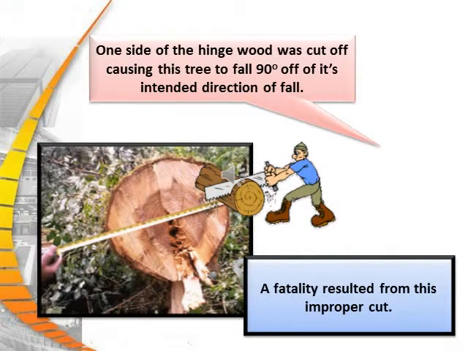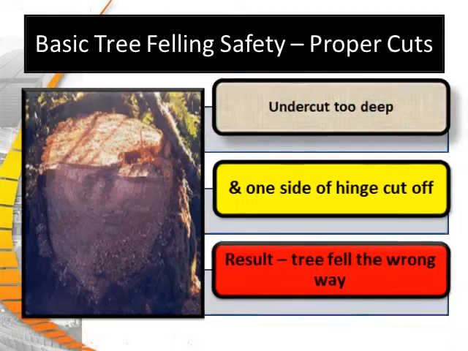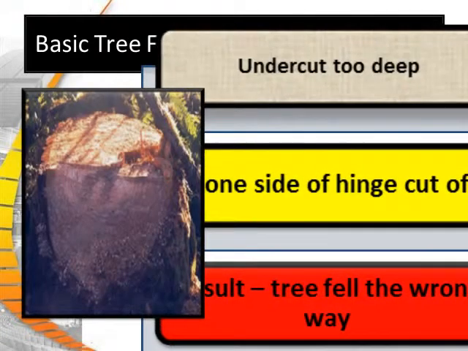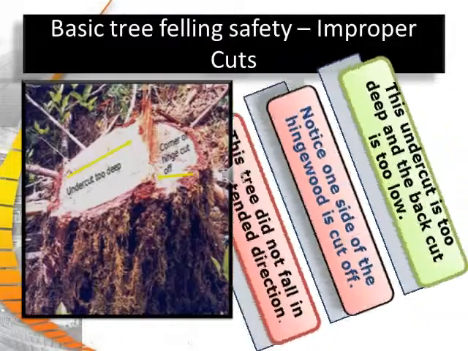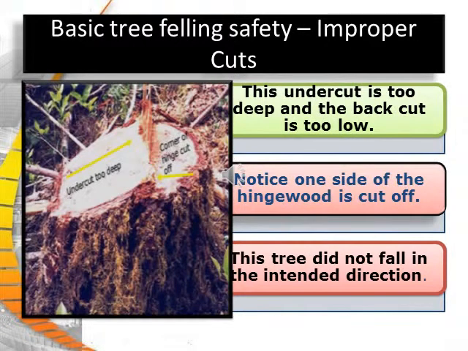One side of the hinge wood was cut off, causing this tree to fall 90 degrees off its intended direction of fall. A fatality resulted from this improper cut. Here we can see where the undercut was too deep and the back cut was too low. Notice that one side of the hinge wood is cut off, and this tree also did not fall in its intended direction.